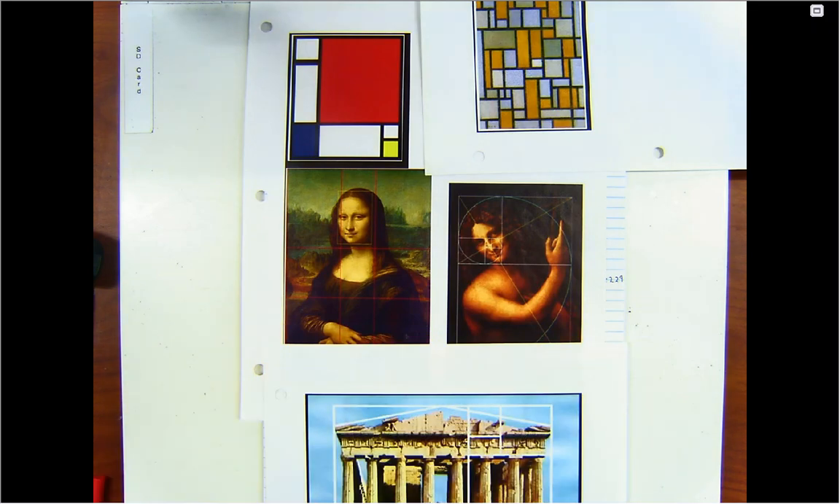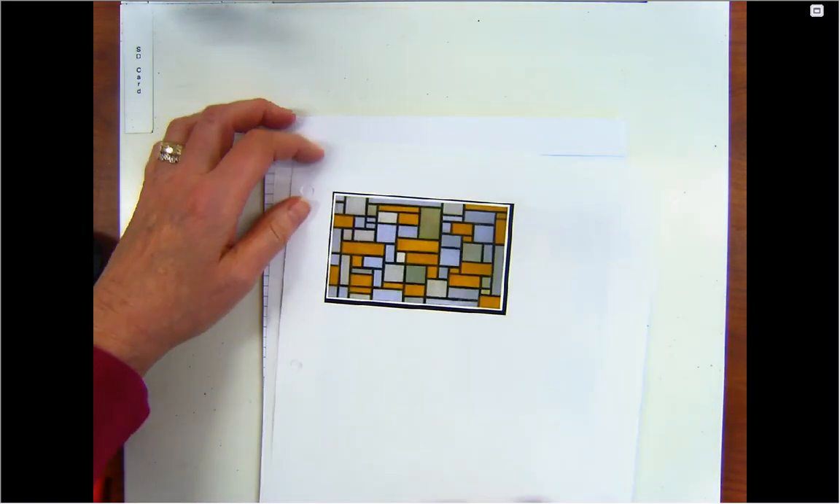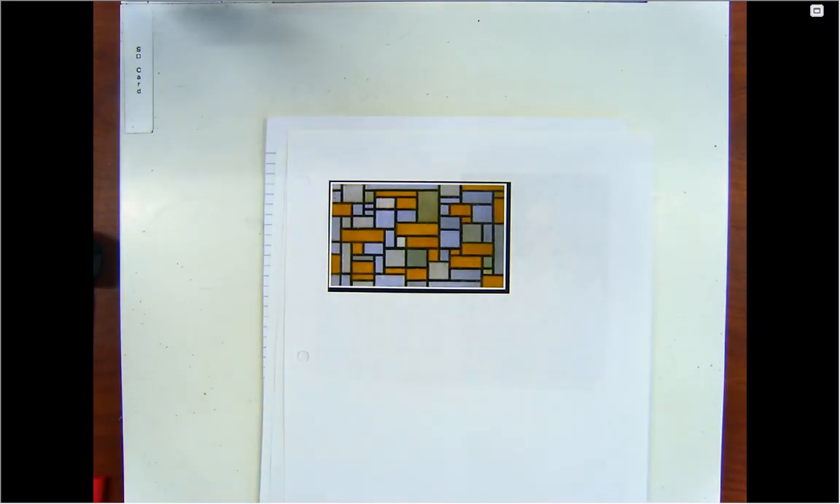So as we look at these, we're looking for the long side and divide that by the short side. As you pick out one to try your measurements on, you should pick one that's not a square but doesn't look twice as wide as it is tall, or twice as tall as it is wide.